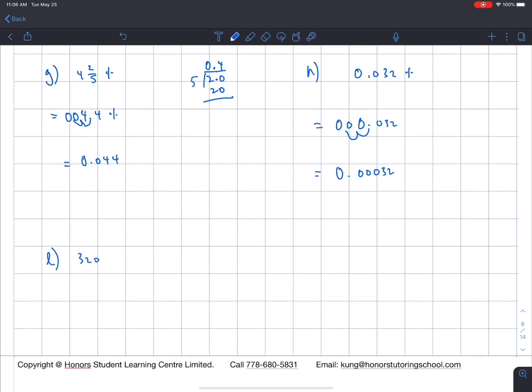Now 3200%. So this is 3200.0, and then we move the decimal point 2 to the left, 1, 2. We get 32.000, which is just 32. J, 0.2%. Same idea, just add 2 extra 0s and then move the decimal point 2 to the left, 1, 2, and we get 0.002.